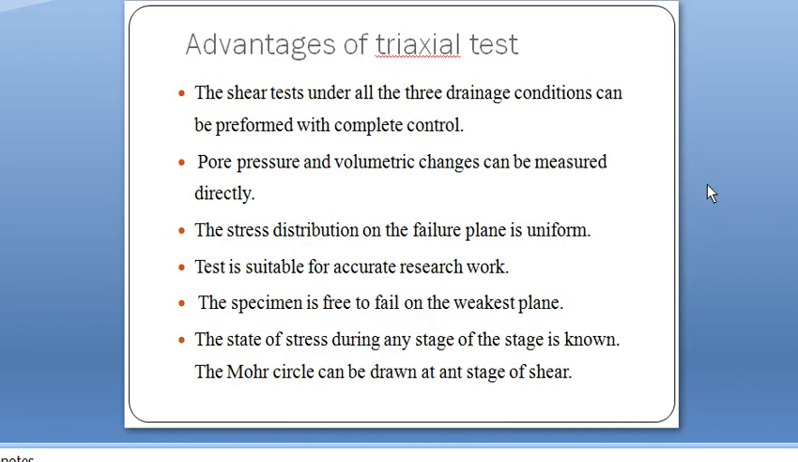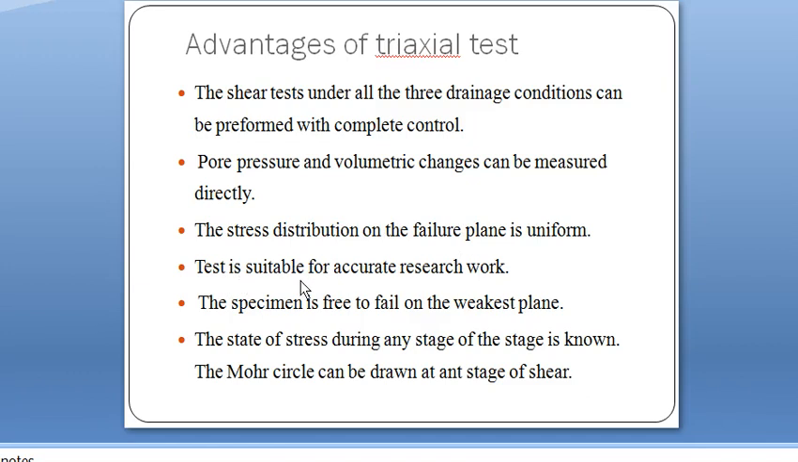Next are the advantages of the triaxial test. The first advantage is that shear tests under all three drainage conditions can be performed with complete control. This is the drawback in the direct shear test, that is, we cannot control the drainage condition, but here there will be control over drainage. Also, pore water pressure and volume change can be measured directly. Here there is a special attachment to find out the pore water pressure and volume change. This is another advantage. And here the stress distribution on the failure plane is uniform. In the direct shear test, there is variation in stress distribution, but here it is maintained as uniform.